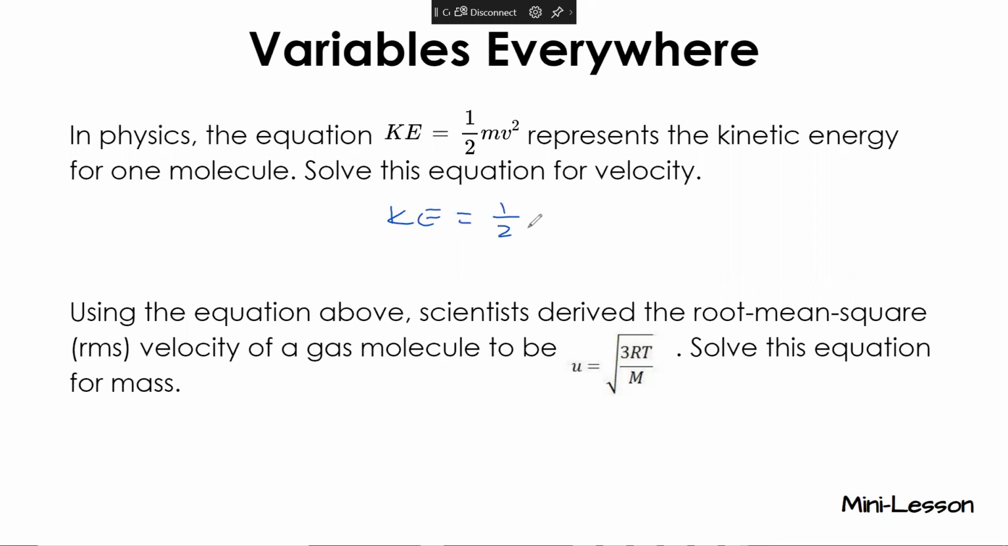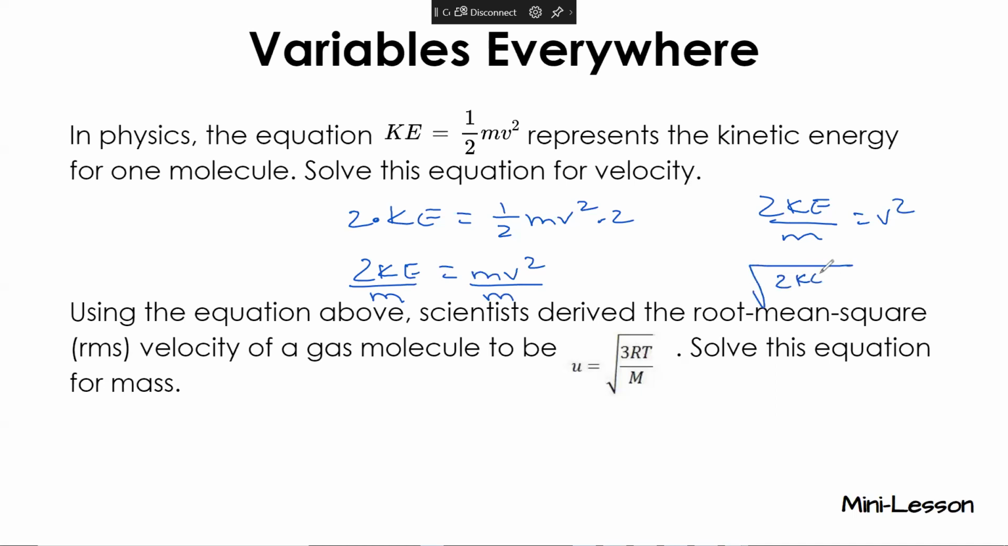Okay, so if I had something like this and I want to get V by itself, how do I get rid of the 1/2? Multiply by 2. So that's 2 kinetic energy equals mv squared. Now what? Divide by m. So that would be 2 kinetic energy divided by m equals v squared. Now what do we do? Take the square root. The square root of 2 kinetic energy divided by m equals v. Boom, done. It's not that bad.